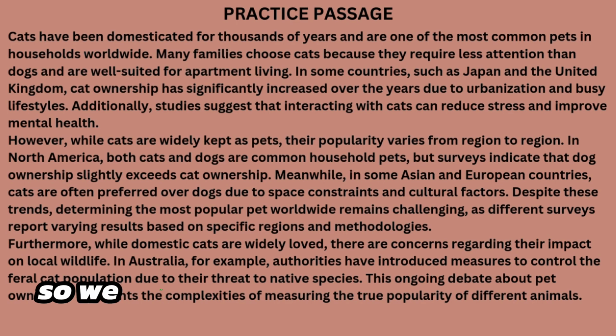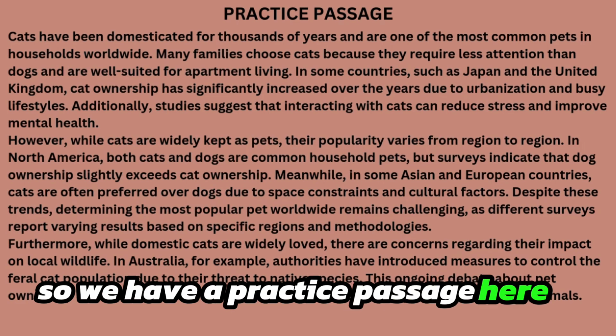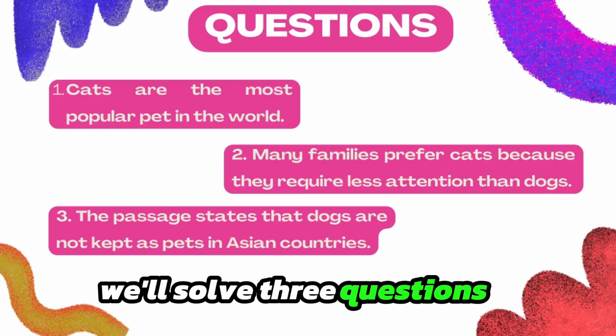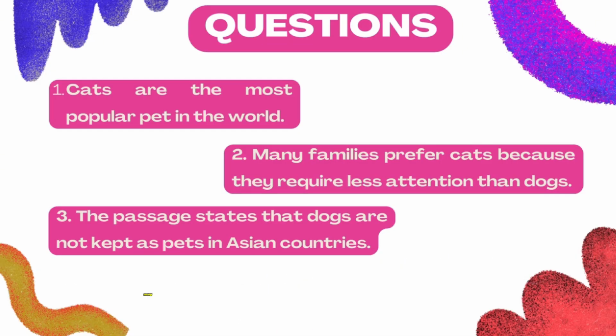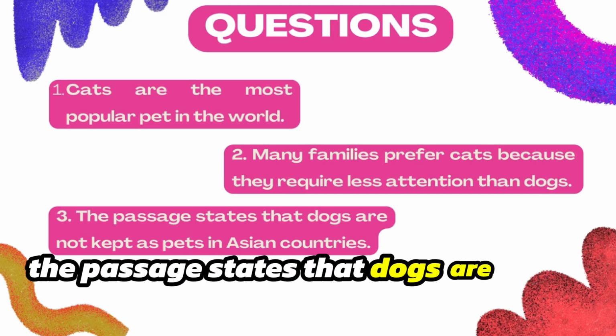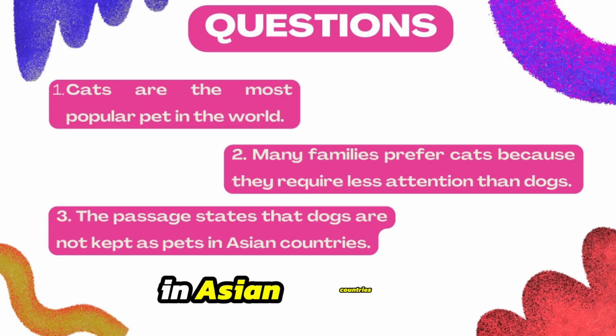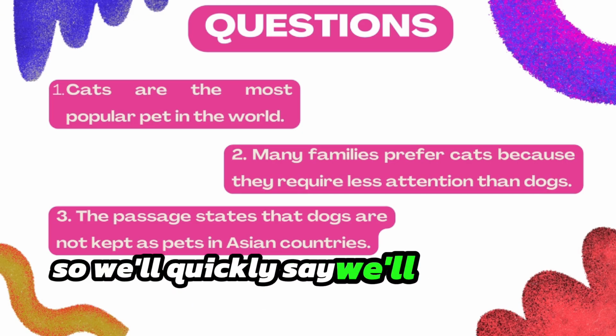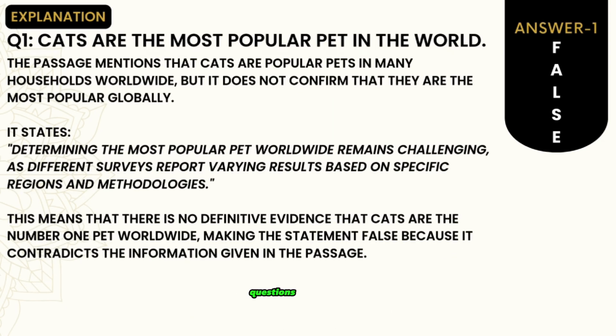So, we have a practice passage here, and we'll solve three questions. Cats are the most popular pet in the world. Many families prefer cats because they require less attention than dogs. The passage states that dogs are not kept as pets in Asian countries. So we'll quickly solve these questions.